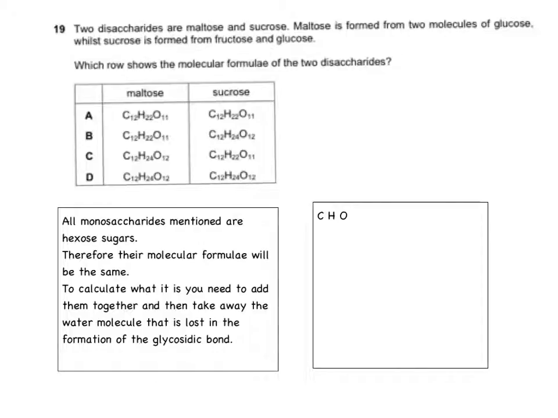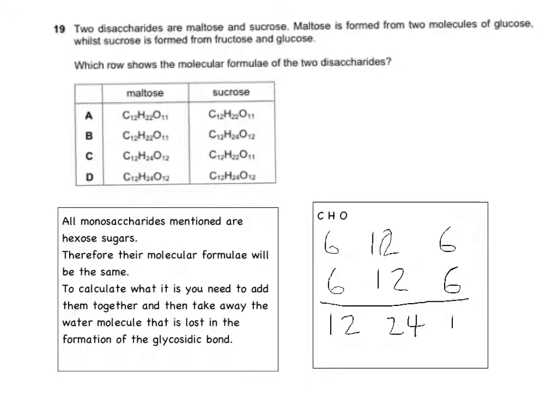Okay, so you've got C6H12O6 plus C6H12O6. Okay, so that is going to be C12H24O12. However, it's not as straightforward as that because you then need to take away the water molecule that was lost in the formation of the glycosidic bonds.